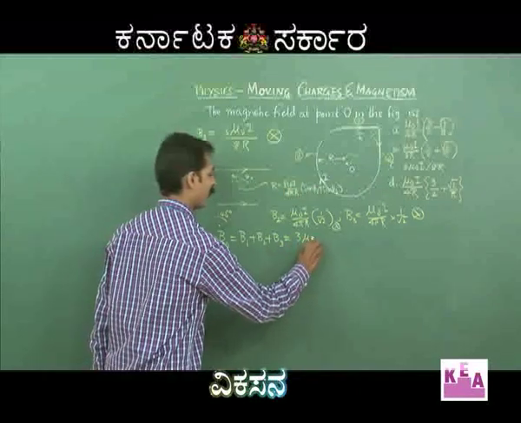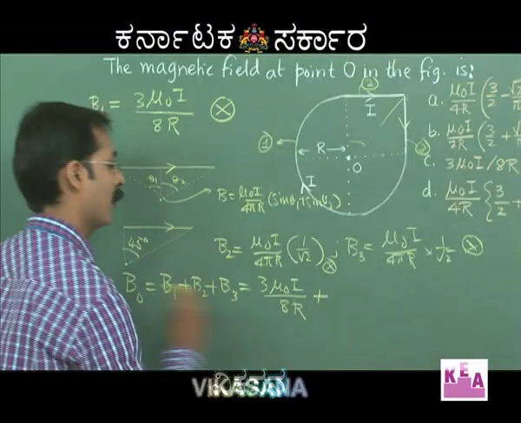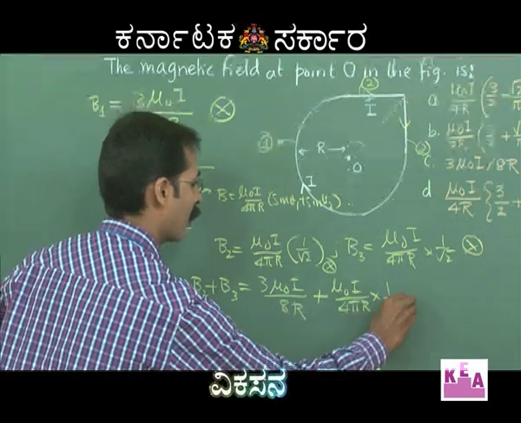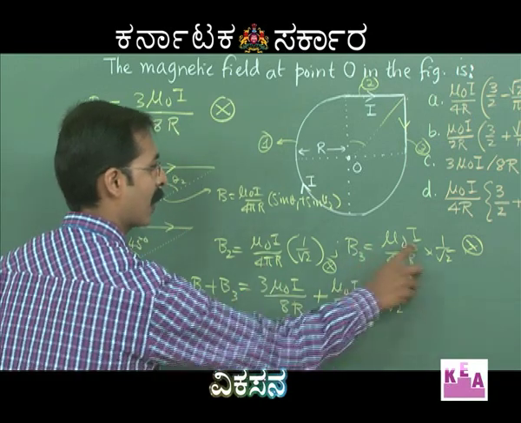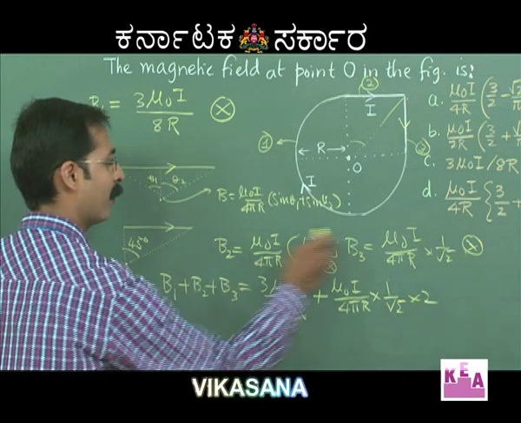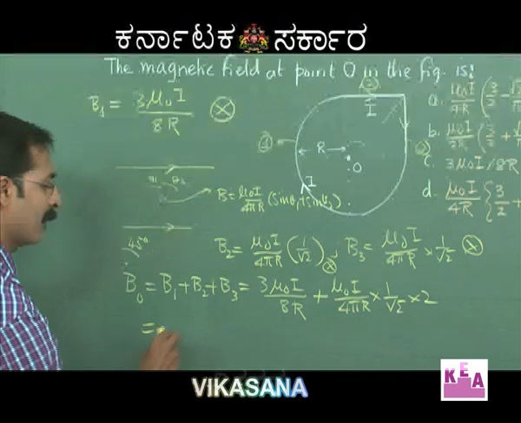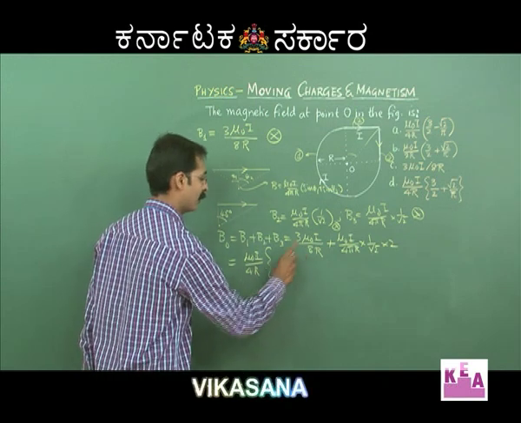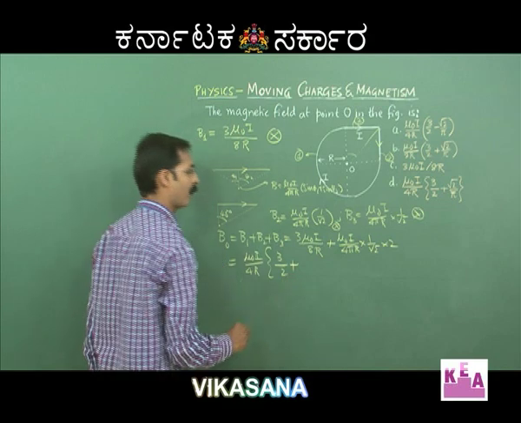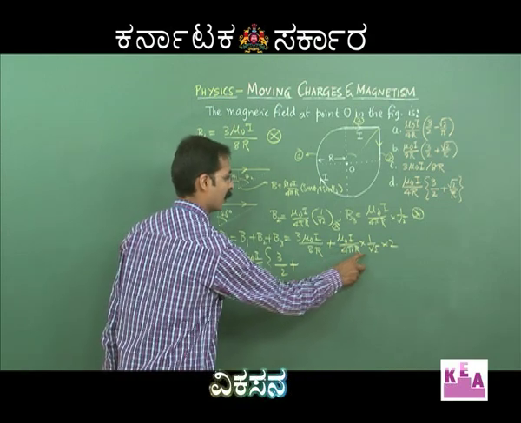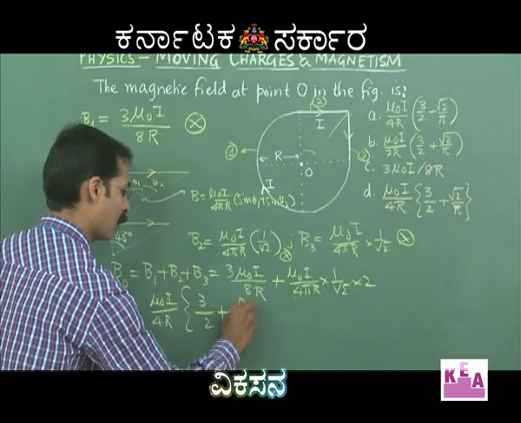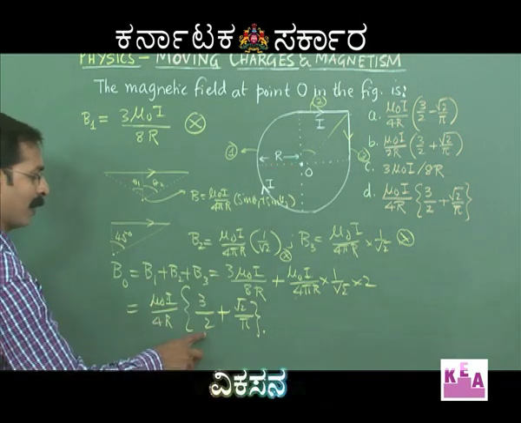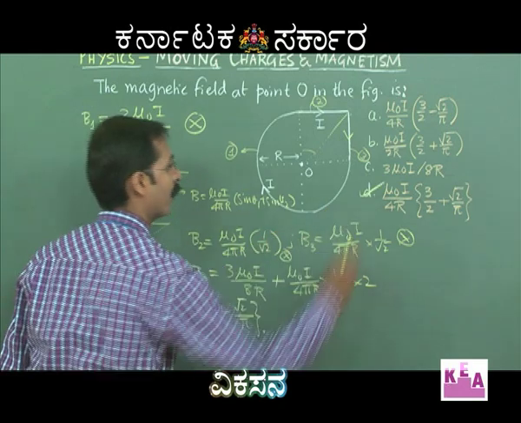That gives me 3 mu naught I divided by 8R plus mu naught I divided by 4 pi R into 1 over root 2, plus I add this one, they are exactly equal, therefore I multiply this with 2, that is B2 plus B3 is 2 times B2. If I take mu naught I divided by 4R outside, I am left with 3 over 2 plus, 2 by root 2 is root 2 in the numerator, that is root 2 divided by pi. Therefore, the magnetic field here turns out to be mu naught I by 4R into 3 by 2 plus root 2 by pi. The option is D. D is the right answer.